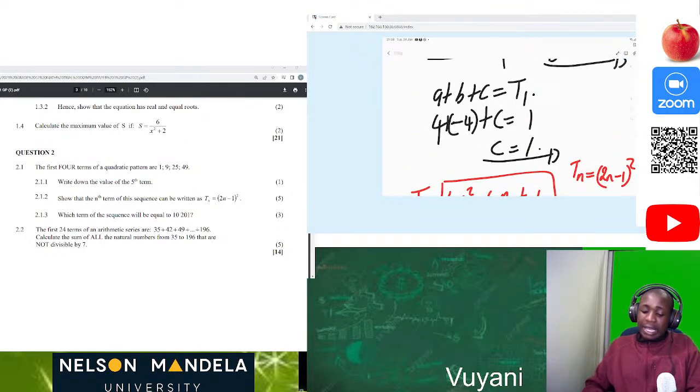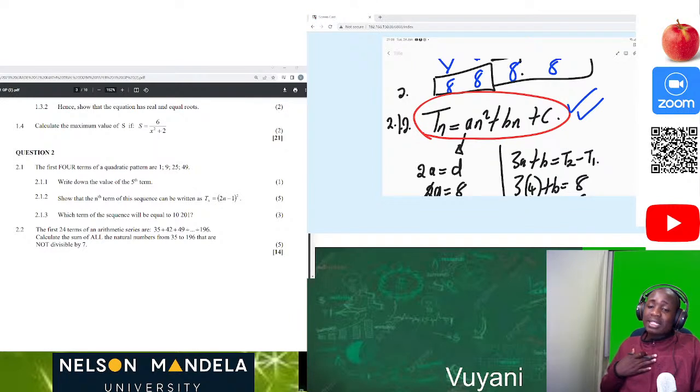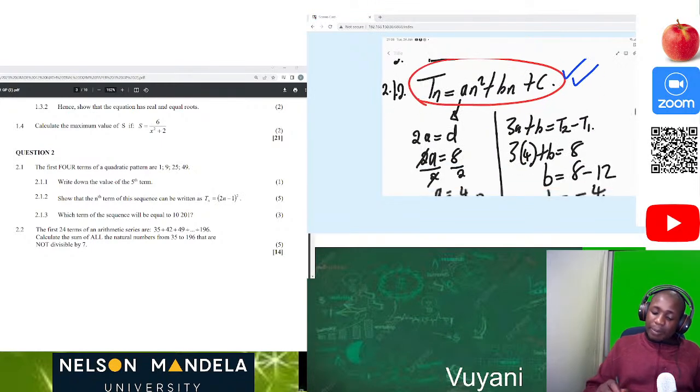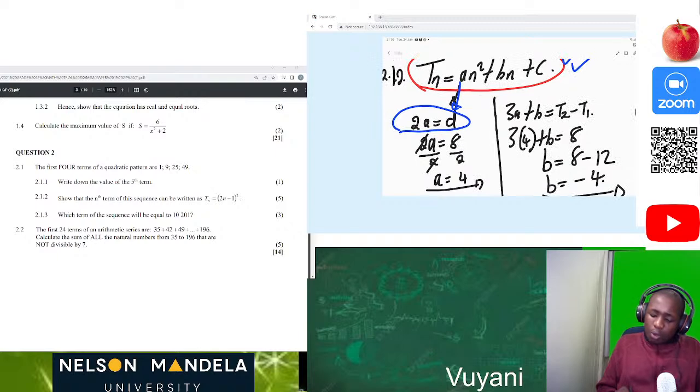Just to go over it again, the first thing we did is they said show that the nth term is. So what do we know about the nth term? We know that Tn of a quadratic number pattern is equal to an squared plus bn plus c. Now we must be able to find the value of a. And how do we find the value of a? 2a is equal to d. What is your d? Your d is your second common difference. And now we know that our value of a is 4 after we have done our small algebra.